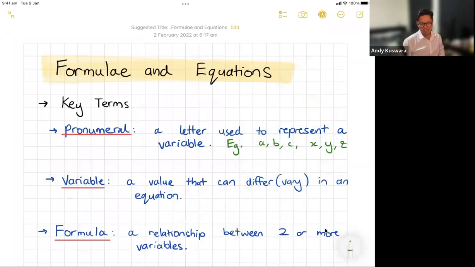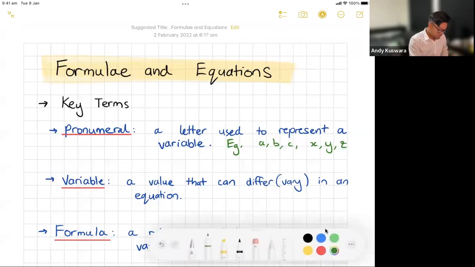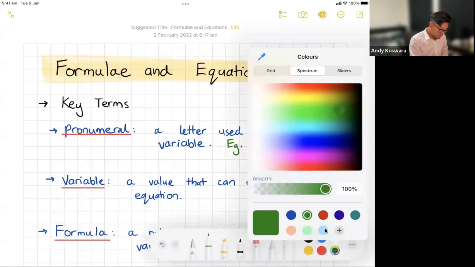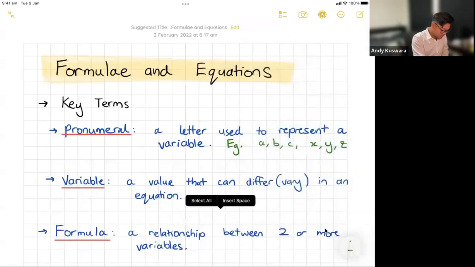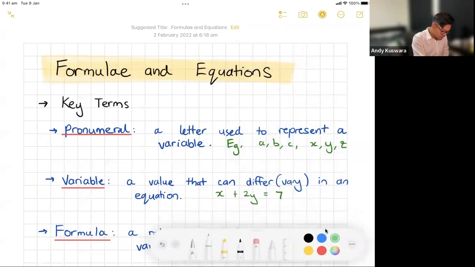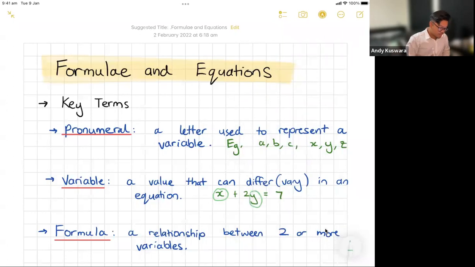Now, what is a variable, you ask? Well, let me tell you. A variable is a value that can differ or vary in an equation. So if I was to write a quick equation, x plus 2y equals 7, the variables here are the x and the y. They're the different variables. And we don't really care about the numbers in front for now. A variable is just the unknown letters in an equation.